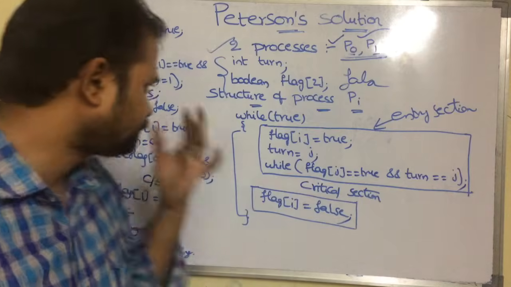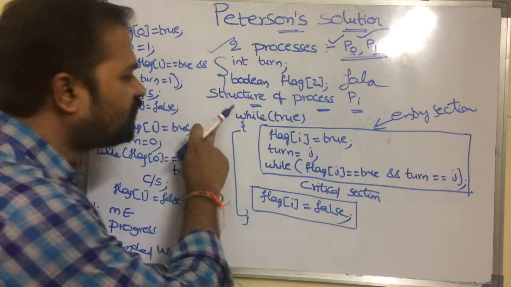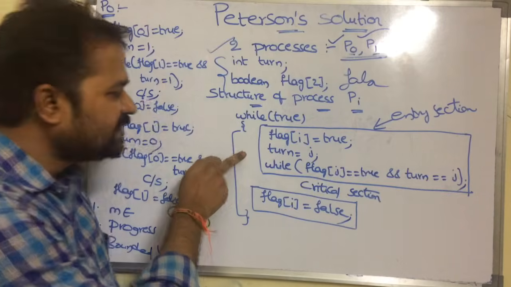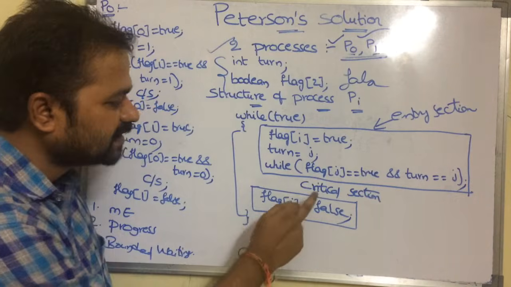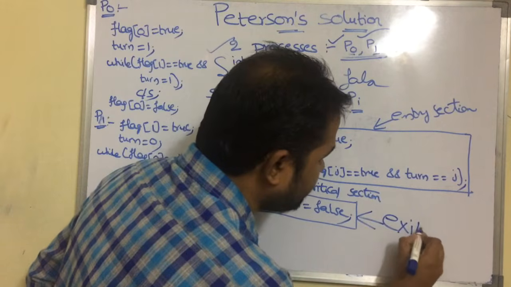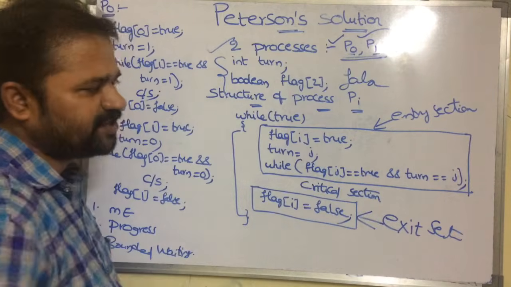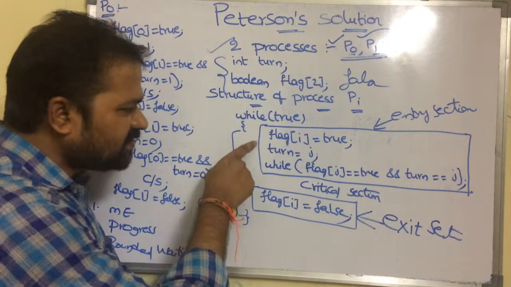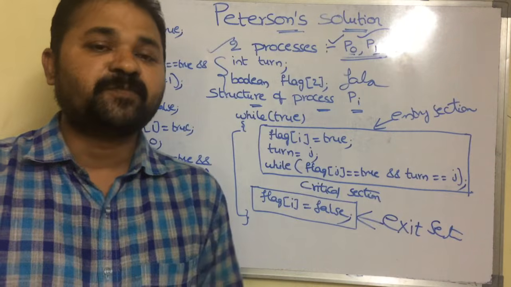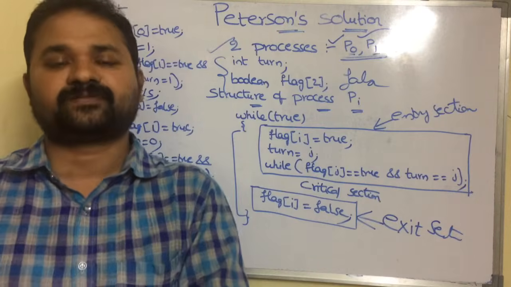Now let's see the solution here. Structure of process Pi. While true, so it specifies that the condition is always true. So this block is nothing but entry section. This is nothing but critical section, whereas this statement is nothing but exit section. So first, the entry section will be executed. In the entry section, the first statement is flag of i is equal to true. So it specifies that the process Pi is interested to enter into the critical section.